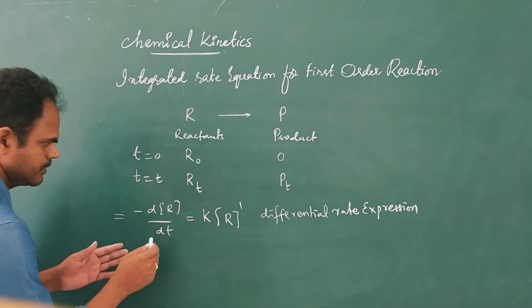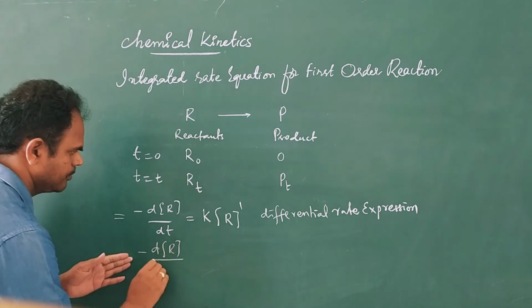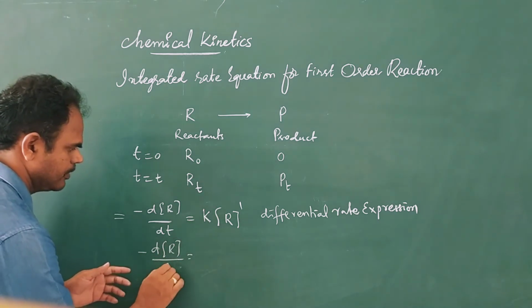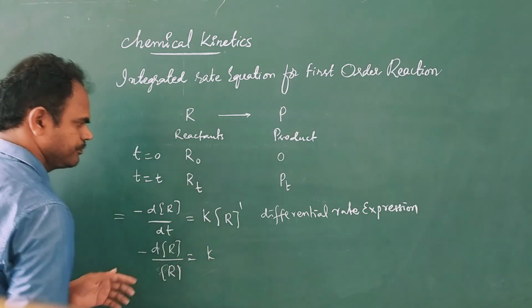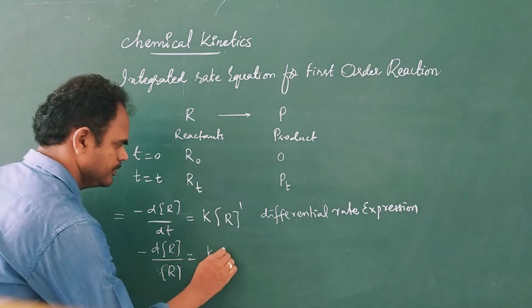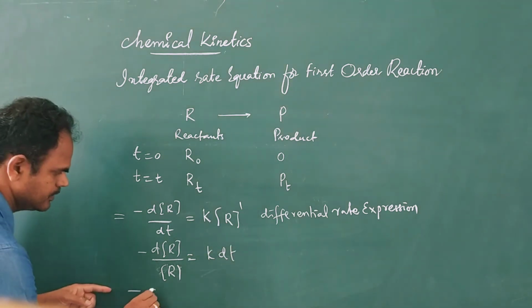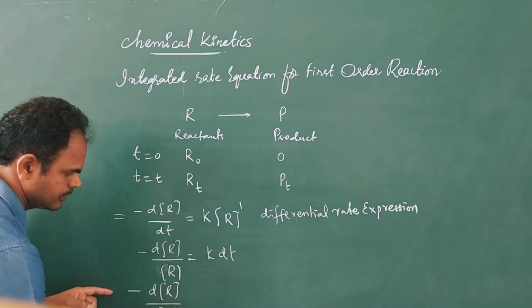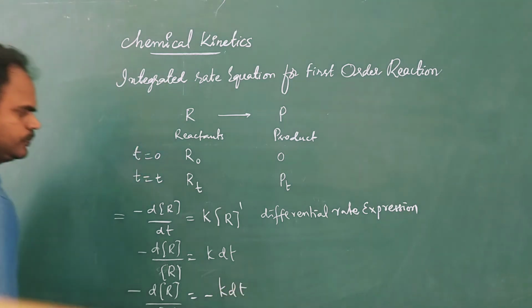So this equation I am writing: dR upon dt, so sorry, dR upon R equal to K into dt I am writing, or this can be written as dR upon concentration of reactant equal to minus K dt also.